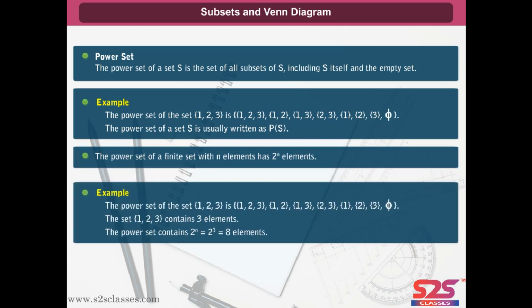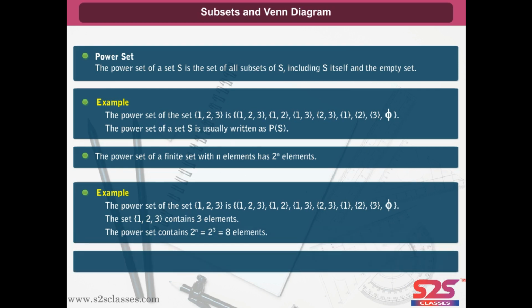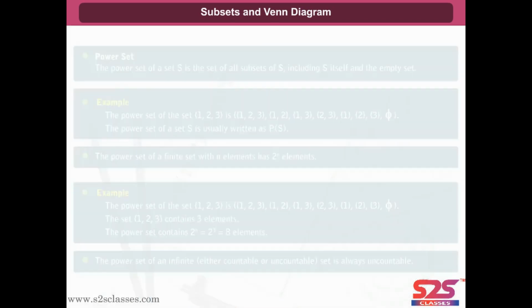For example, the power set of the set {1, 2, 3} is a combination of different subsets of {1, 2, 3}, also including the empty set. This set contains 3 elements, and so the power set contains 2 raised to the power 3, equal to 8 elements. The power set of an infinite set, either countable or uncountable, is always uncountable.